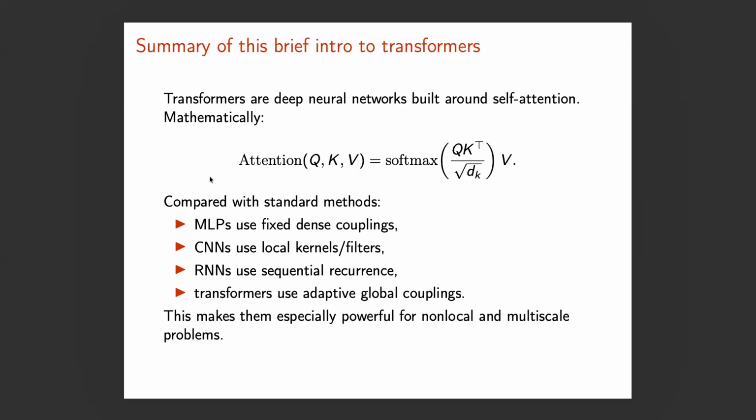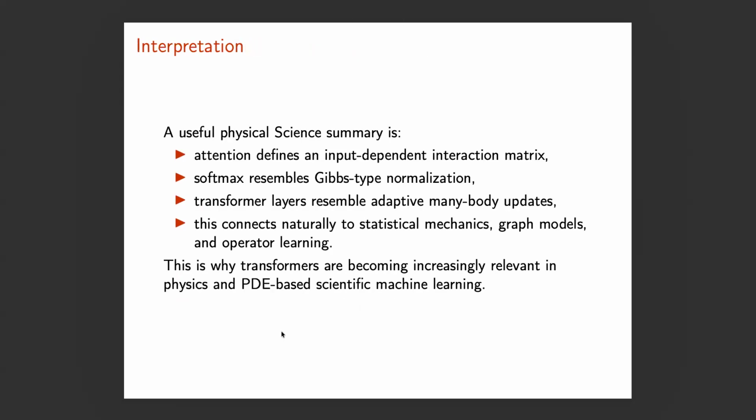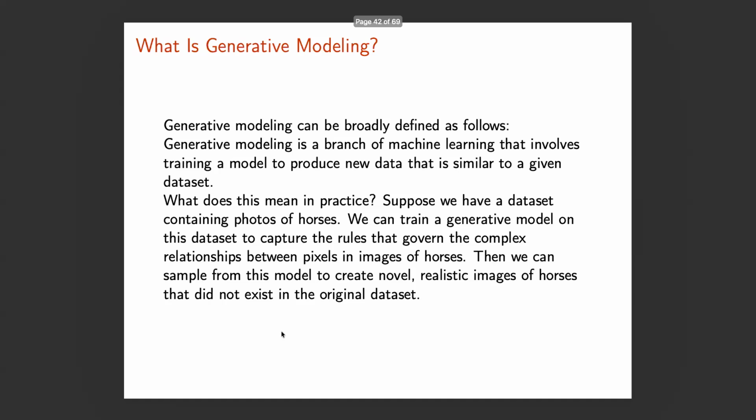To summarize, transformers are deep neural networks built around self-attention. The standard feed-forward neural network uses fixed dense couplings. CNNs use local kernels. RNNs use a sequential recurrence, whereas transformers use adaptive global couplings. This makes them especially powerful for non-local and multi-scale problems. If that is the kind of problem you're interested in, then transformers may be of interest.